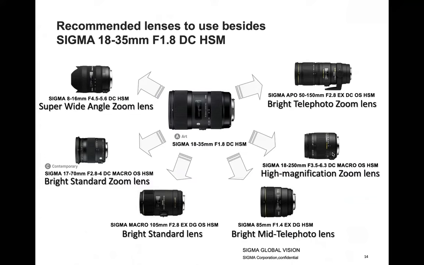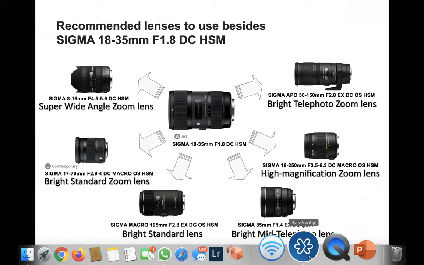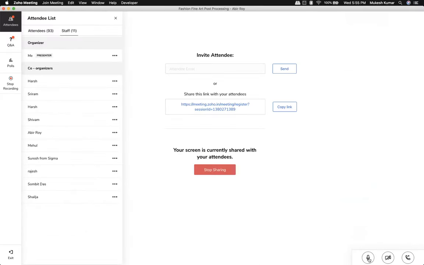So you can see this 18-35 comes under the category of wide, standard, and portraiture lens. So this can be a single solution. It can work as three different focal lengths, 18, 24, 35. Three lenses combined together, with 1.8 standard. And thank you so much for giving this opportunity for presenting the Sigma 18-35 to you all. Now, if you have any questions, please let me know.